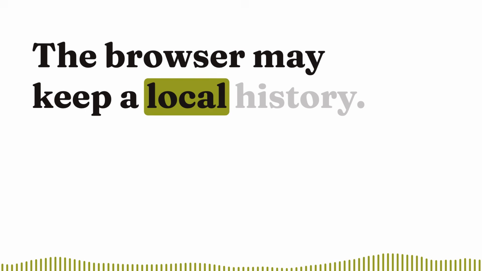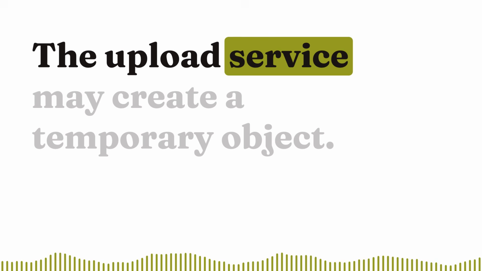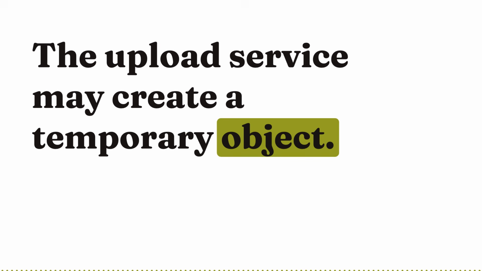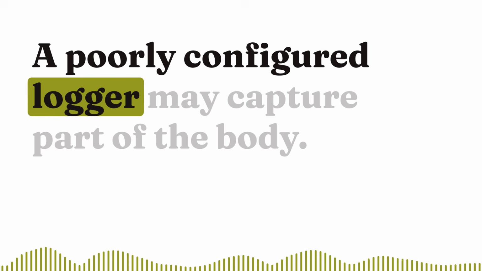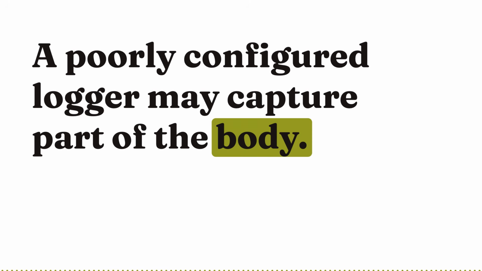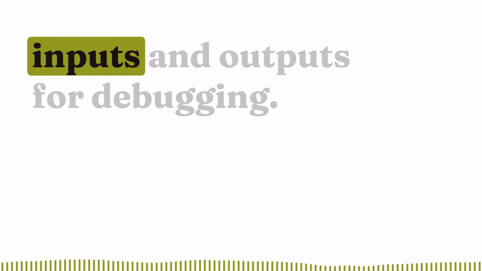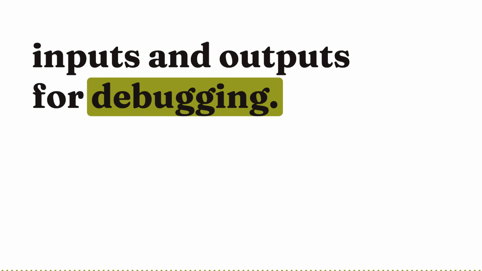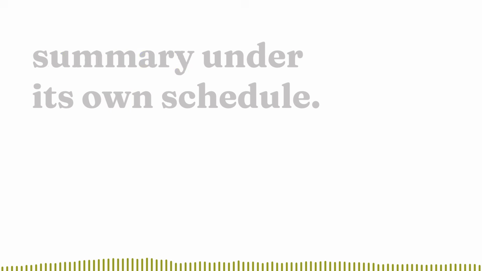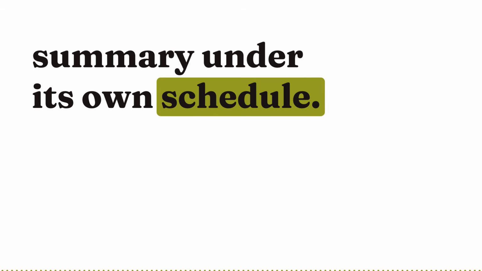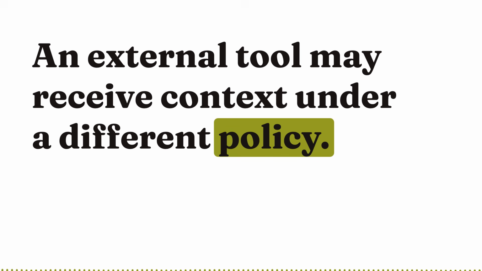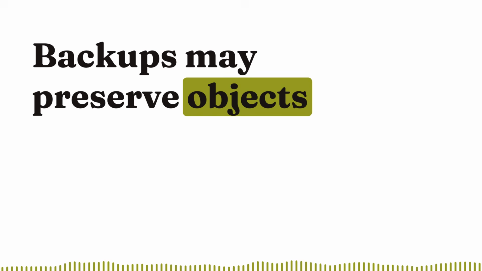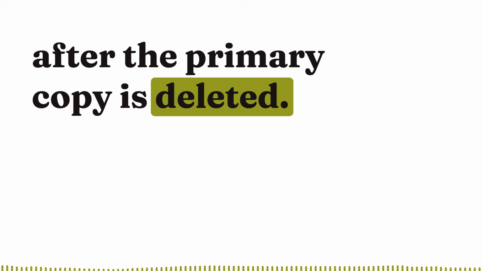The browser may keep a local history. The upload service may create a temporary object. The gateway may log request metadata. A poorly configured logger may capture part of the body. The tracing platform may preserve inputs and outputs for debugging. The ticketing system may retain the summary under its own schedule. An external tool may receive context under a different policy. Backups may preserve objects after the primary copy is deleted.